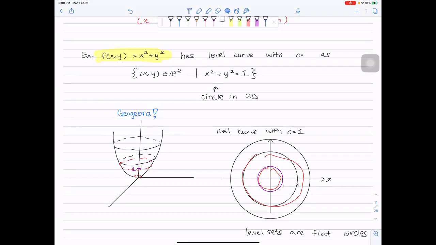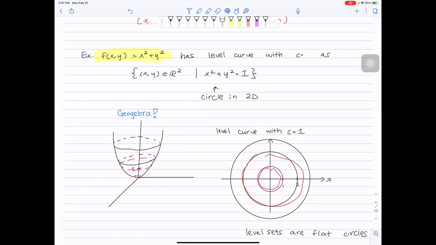So the level sets that have spheres as level sets, the shape itself would be like a bunch of spheres nested within each other. Repeat that. For a shape that has spheres as level sets, what would that look like? Then you would need a 4D shape, which we can't picture.